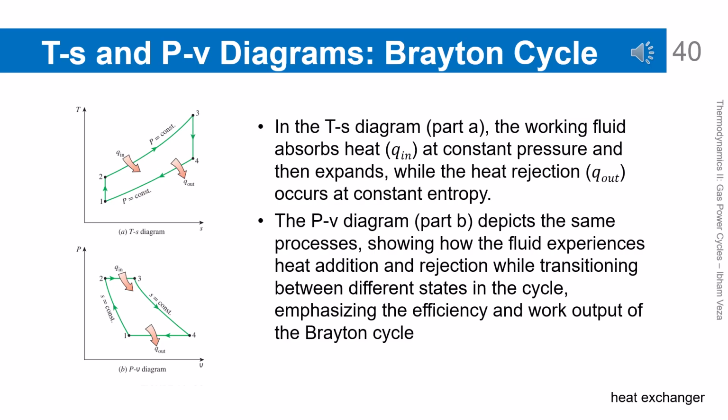TS and PV diagrams, Brayton cycle. These TS and PV diagrams show the main processes of the Brayton cycle. Heat addition occurs at constant pressure, while compression and expansion take place isentropically. Heat rejection also occurs at constant pressure. This representation shows the relationship between net work and the enclosed area in the diagrams. With these diagrams, the effect of pressure ratio changes on cycle performance can be analyzed visually.